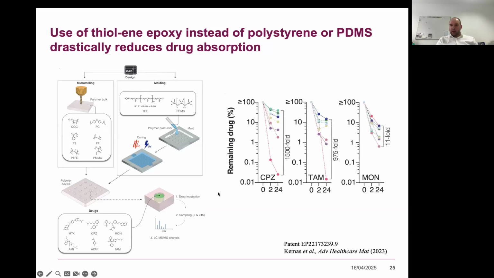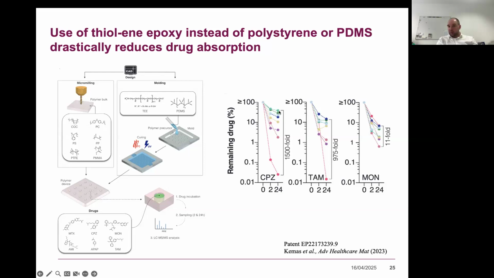When we ran our assays, I'm just showing here 3 of the compounds for simplicity. Those are the hydrophobic compounds chlorpromazine, tamoxifen, and montelukast. The lowest sample here is PDMS. This means that after as little as 2 hours, 99.9% of the compound actually absorbed into the bulk polymer. So essentially one is working with virtually homeopathic concentrations.